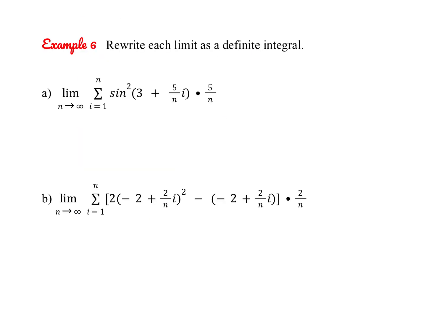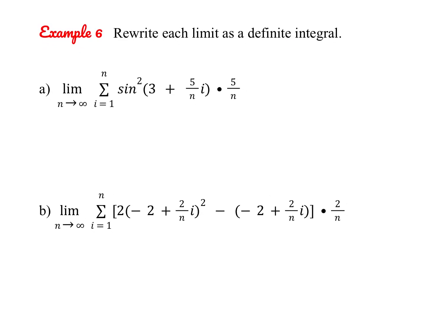All right, so now we're going to try to do the opposite. We're going to start with this limit of a Riemann sum, and we're going to see if we can write it as a definite integral. So when we're doing this, maybe the first thing we can start with is identifying what the function is. So we can see here that we are plugging in 3 plus 5 over n i to the function sine squared of x. So we know that our function is sine squared of x. So we could say sine squared of x dx.